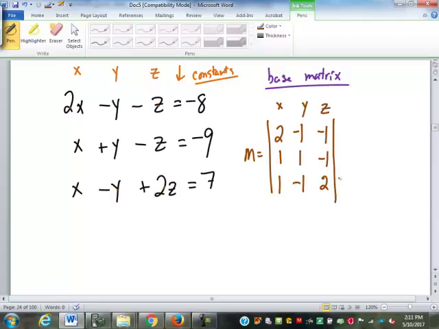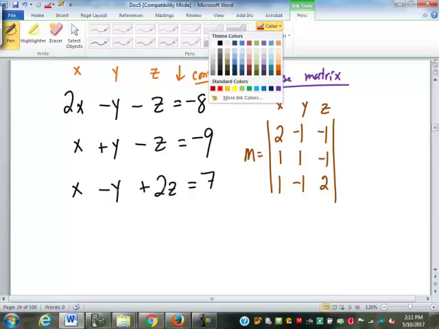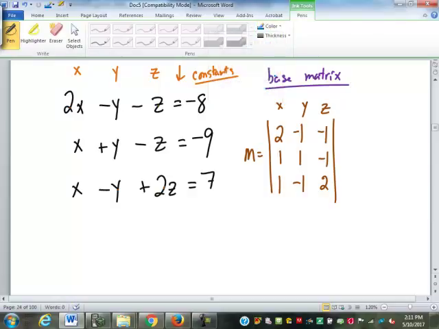Now, to find the determinant of a 3 by 3 matrix, it's a little bit trickier. If I just do a down diagonal and an up diagonal, you can see I miss 4 out of those 9 numbers. So to do a determinant of a 3 by 3 matrix, we actually have to do several down diagonals.